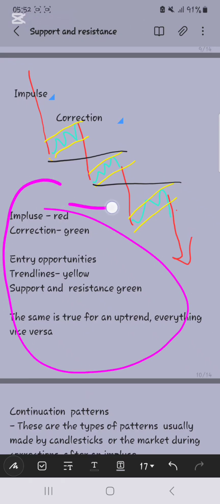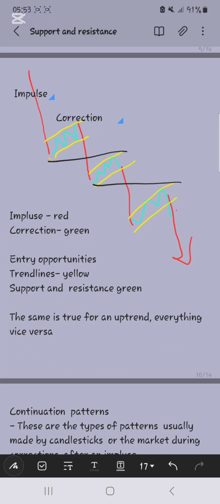Like I mentioned, the impulse is in red, the correction is in, what, this green, or is it blue? I'm actually a little bit colorblind. I'm always having an argument with my siblings because I see colors my own way. Whatever, but just know that it's green to me.